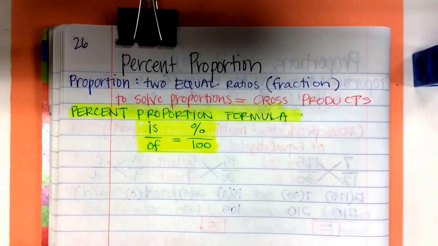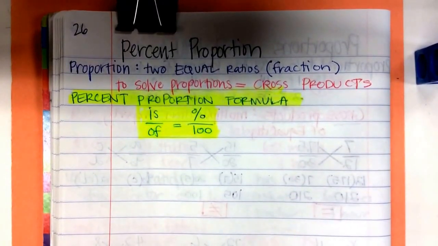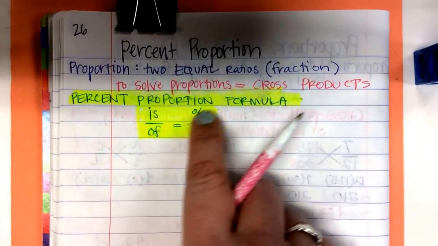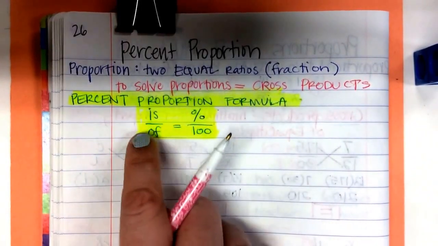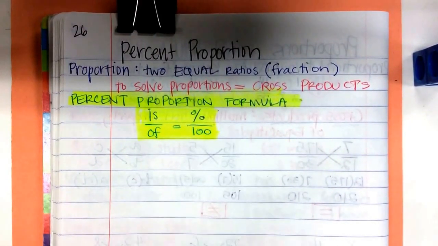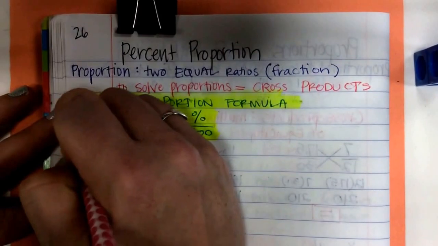And we're just going to practice using this formula. Percent proportion. Is over of equals percent over 100. This formula does not change. Is over of, percent over 100. So here's our practice.